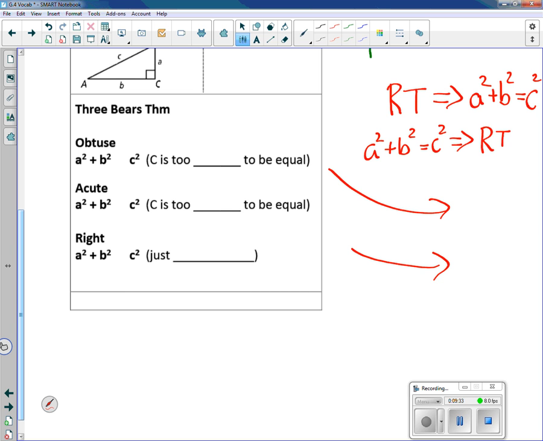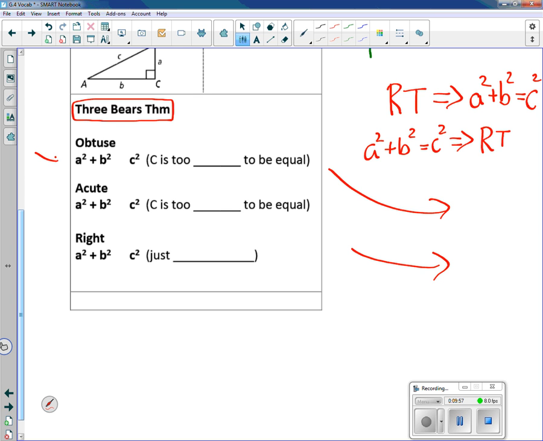This is what I call the three bears theorem, and there's absolutely nothing true about this being called the three bears theorem. This is a theorem that I came up with. It comes to us just from the idea of what it sounds like. If you remember, in the three bears, there was some porridge that was too hot, too cold, and then there was porridge that was just right.